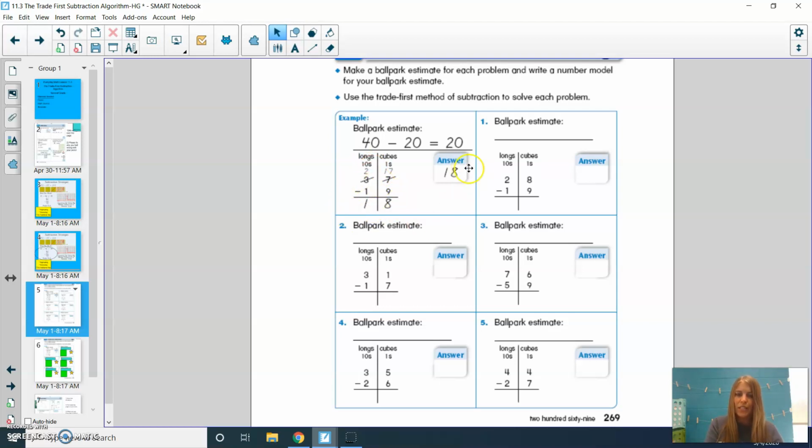What I would like you to do is pause the video and solve the remaining 5 problems, and then press play when you're ready to hear the answer.